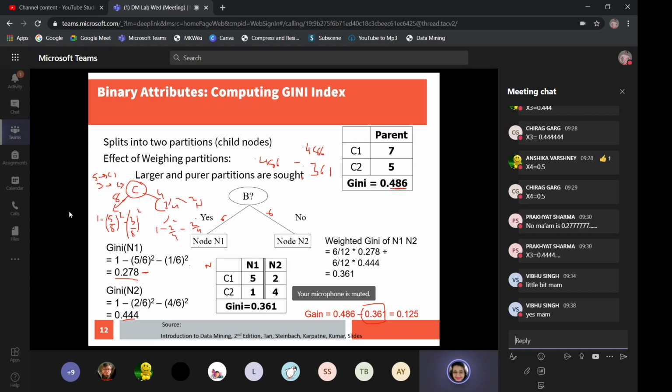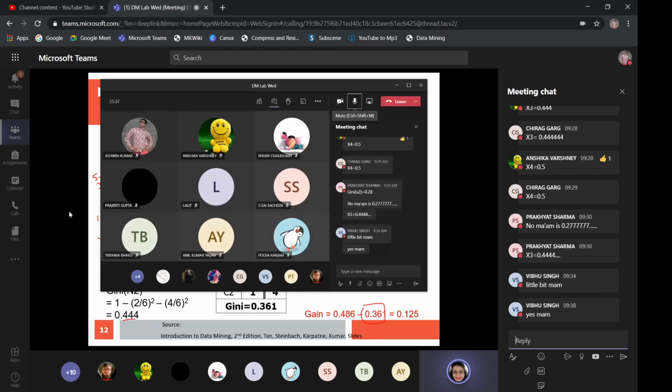So there is some Gini index that is computed for this side. Can you help me with this? What is 1 minus (5 by 8) squared minus (3 by 8) squared? Please give me the answer. Answers, please.